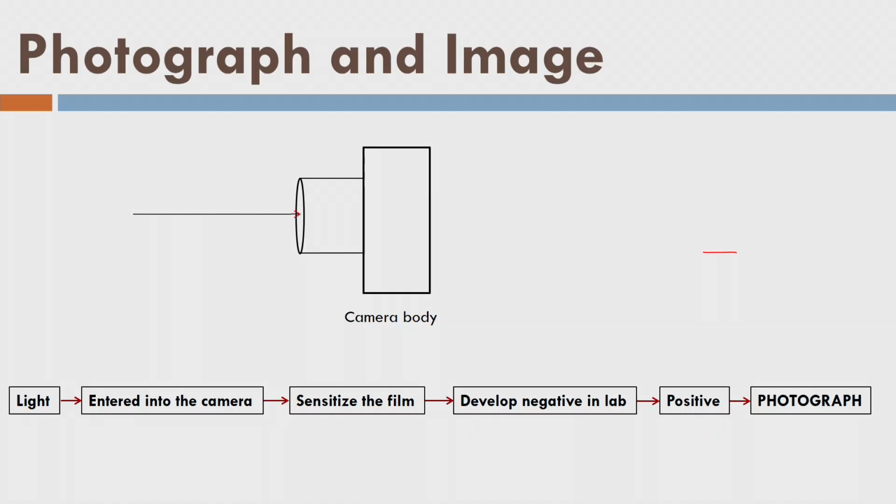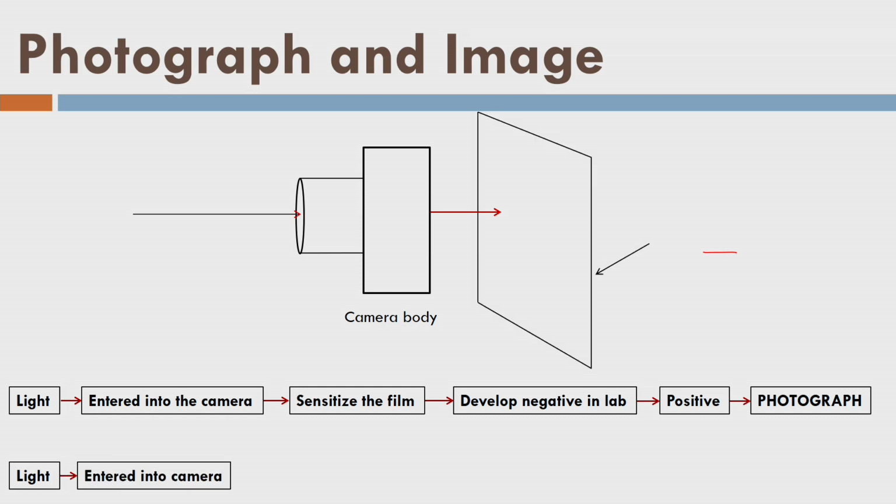Let us consider another process where, instead of film, I have a digital sensor. So let us see, there is a digital sensor, and light has come here. Then there is a sensor, and again I am putting both words, film and sensor.